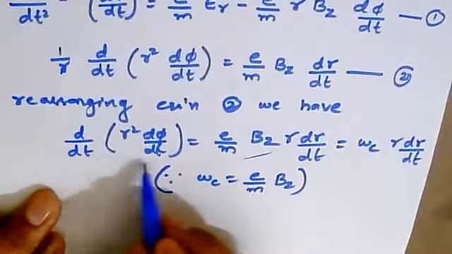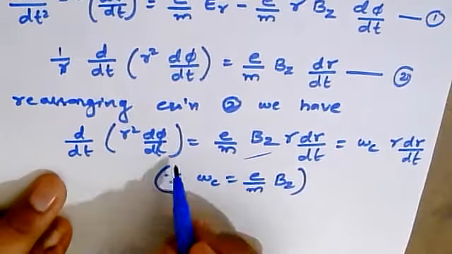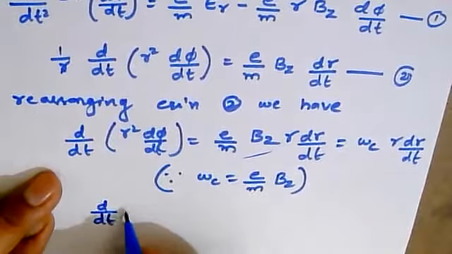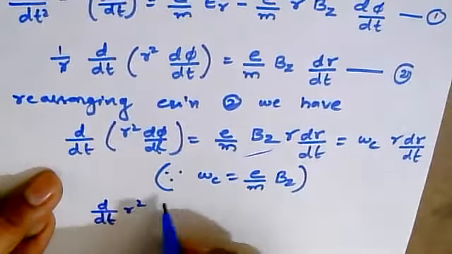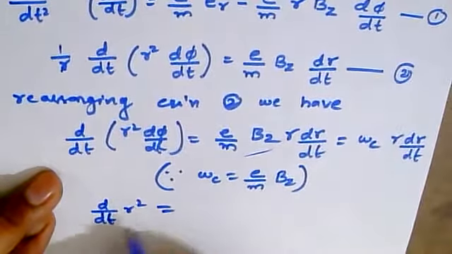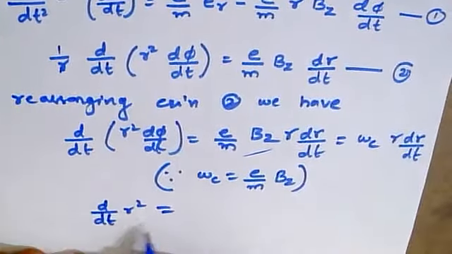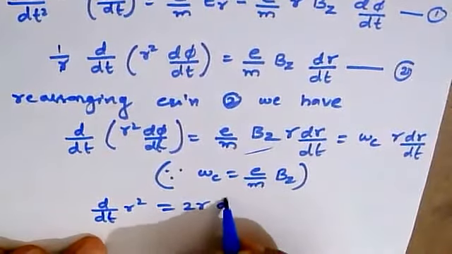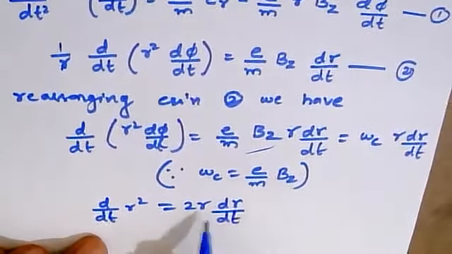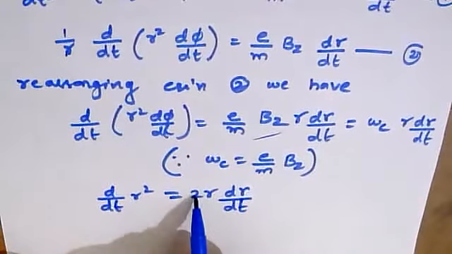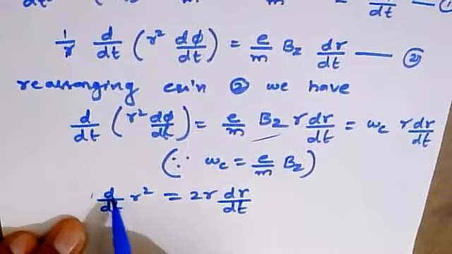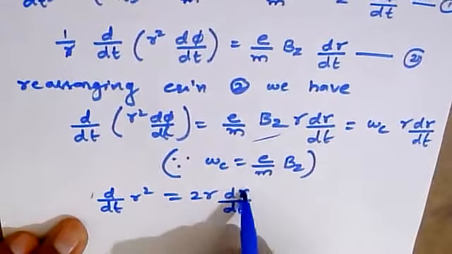Okay, and after that we have this particular term. You can see this particular term, the LHS term, which is given as d by dt of r square. When we take the differentiation, we get this as 2r dr by dt. Okay, 2r dr by dt. Now we can take this 2 to the LHS, it becomes 1 by 2. So 1 by 2 dr square by dt can be written as r dr by dt.